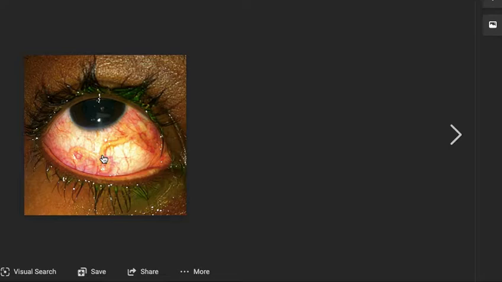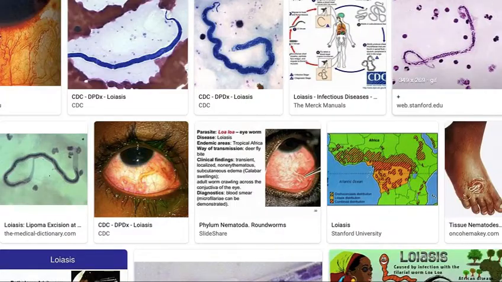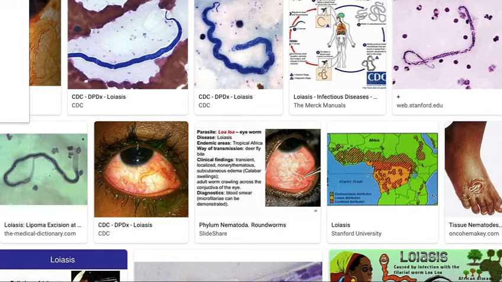After that, the organism enters the subcutaneous tissue and develops into the mature adult. Through the blood, they can reach the eye and develop this filariasis, right? So this is an example of loiasis.